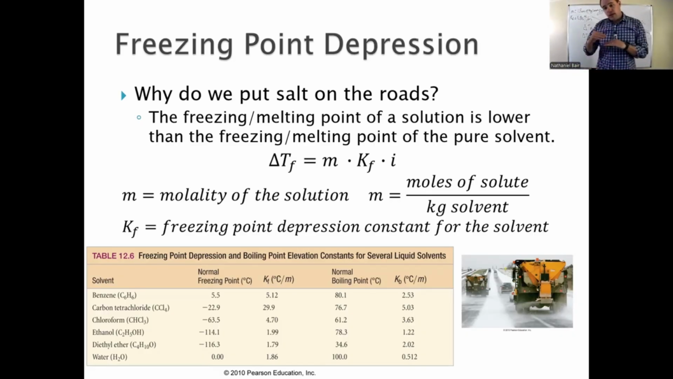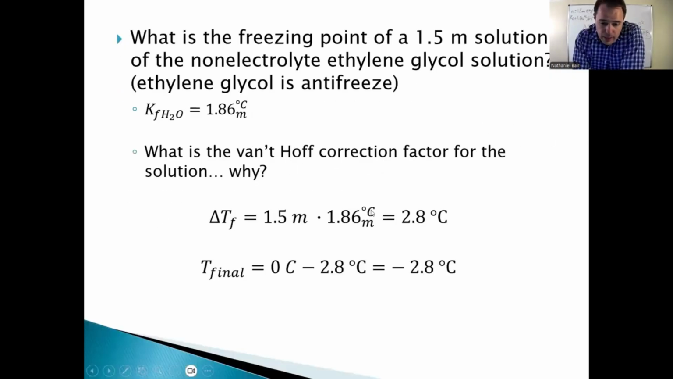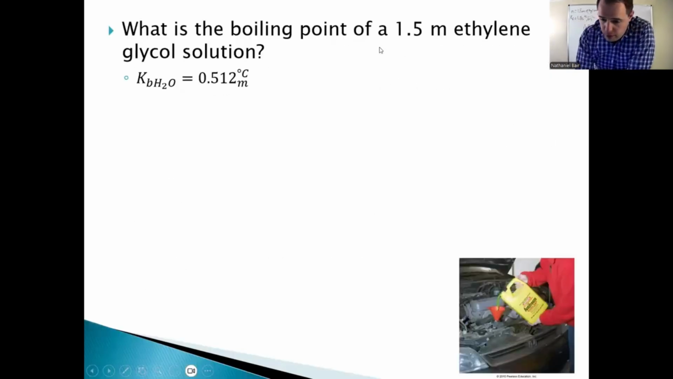It's essentially extending the range at which the substance is a liquid, right? Lowering the freezing point and elevating the boiling point extends the range on both ends. Anyway, let's calculate the change in temperature of boiling here for this 1.5 molal ethylene glycol solution. Go ahead and give it a shot.